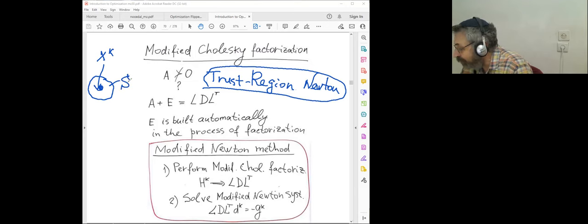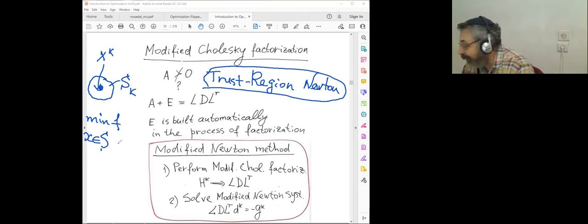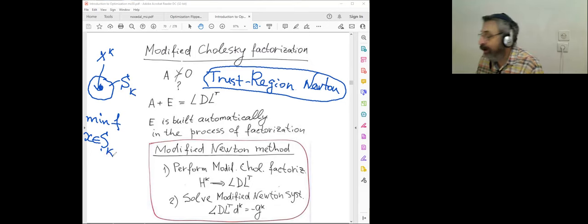And what trust region does, it minimizes our function over X belonging to this sphere, not over all X's, but over X in, let's call it SK, yes? Sphere around the current iterate. It's an iterative procedure where you select SK every time? Yes. And how do you select this SK?